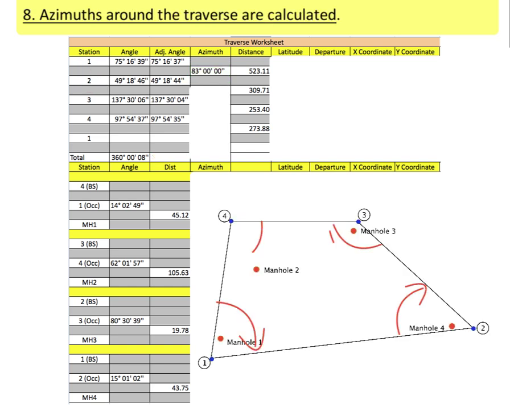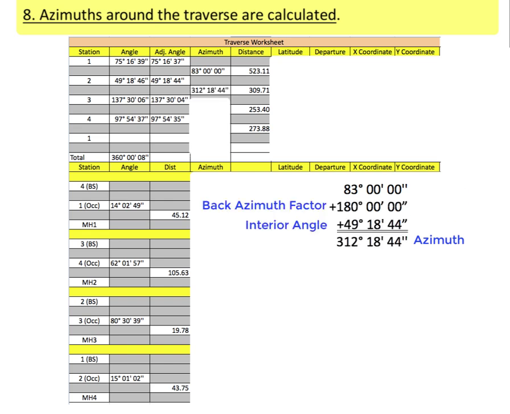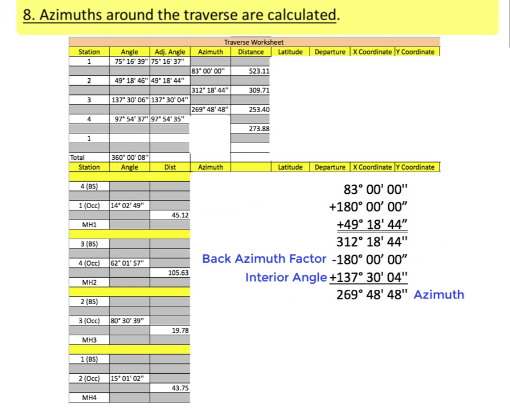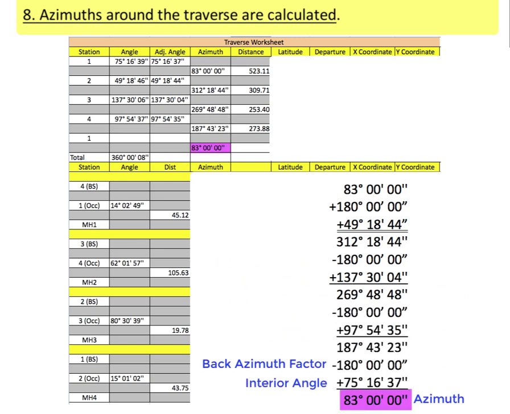For interior angles going around the traverse counterclockwise, the next azimuth is found by calculating the back azimuth and adding the interior angle. The back azimuth from the occupied station to the backside station is determined by adding or subtracting 180 degrees. If the azimuth to the next station exceeds 360 degrees, 360 degrees is subtracted from the azimuth. These steps are repeated around the traverse until the starting azimuth is calculated again. The final azimuth calculated should equal the starting azimuth.